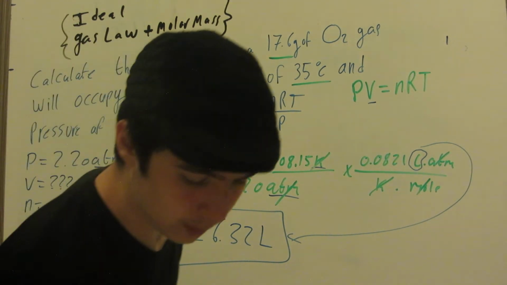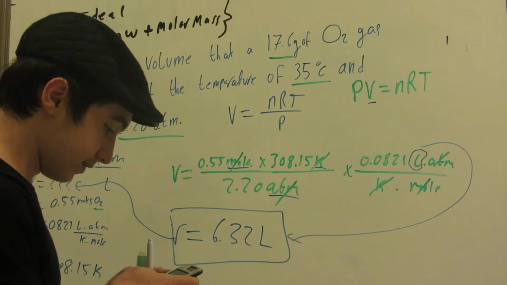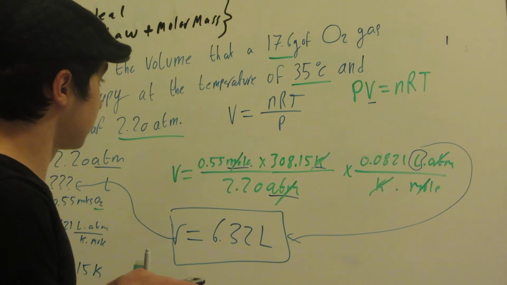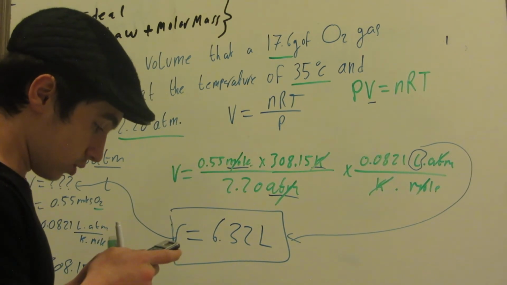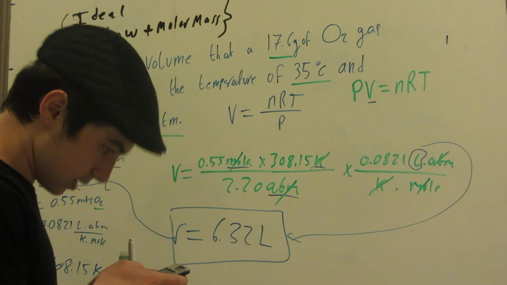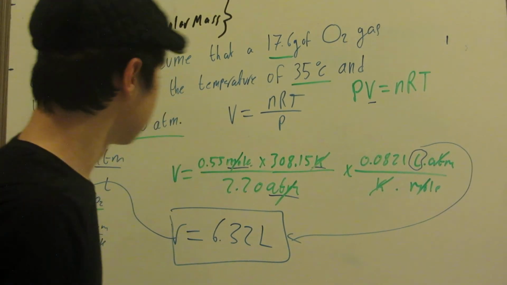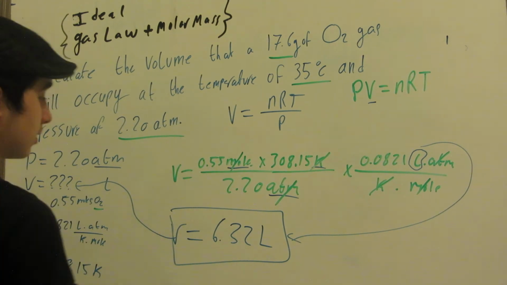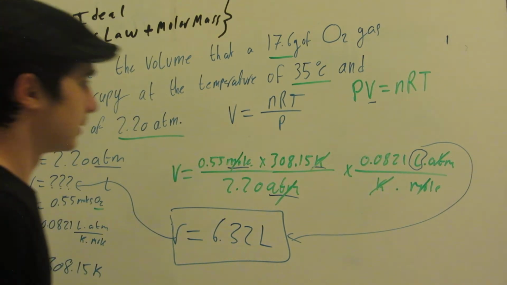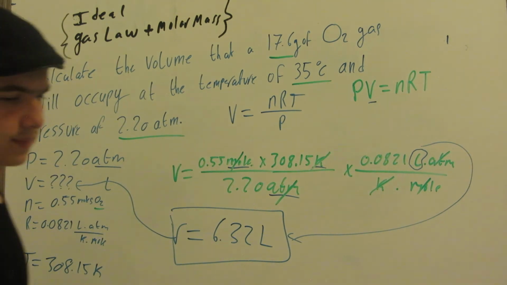Just before we submit the value, let's revise. 0.55 above, 308.15, great. 0.0821, let me check if that's right. Yup, and the 2.20 down, great. Everything is correct, the math is correct, the answer is 6.32 liters. That was really simple and really easy.